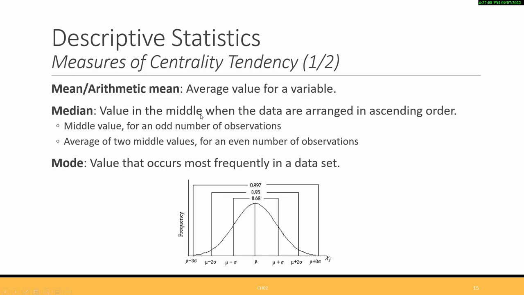Median is basically the middle value when the data are arranged in ascending order. So if you have odd number of observations, simply just take the middle value. If you have even number of observations, then you can average the two middle values. For mode, you need to know what's the value that occurs most frequently in a data set. If you are looking at a histogram, then whichever is the tallest bar, that is your mode.